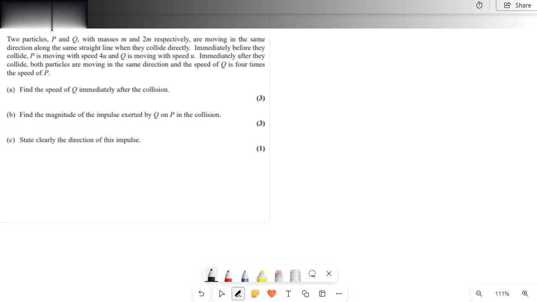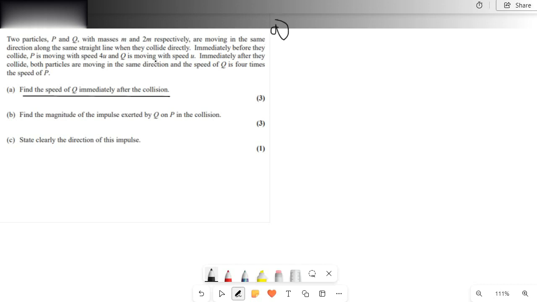For our next question, we have May 2020, question number 1. Two particles P and Q with masses m and 2m respectively are moving in the same direction along the same straight line when they collide directly. Immediately before they collide, P is moving with speed 4u and Q is moving with speed u. Immediately after they collide, both particles are moving in the same direction and the speed of Q is 4 times the speed of P. Find the speed of Q immediately after the collision.